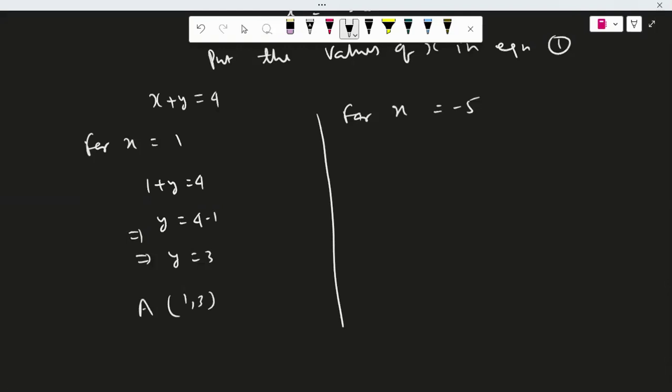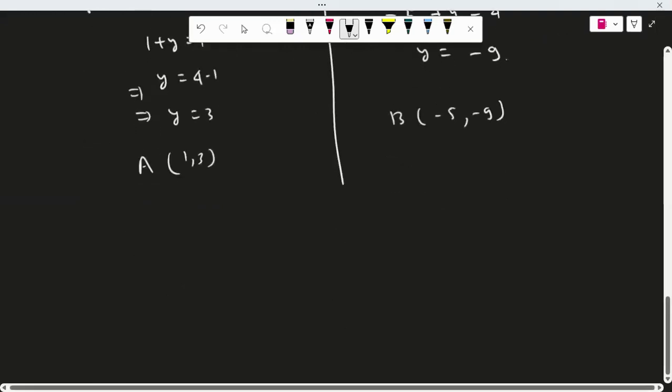Now x equals minus 5. So minus 5 plus y equals 4. So y equals negative 9. So we have 2 points. One is 1, 3. Another is minus 5, comma minus 9. Now we have to find the midpoint of AB.